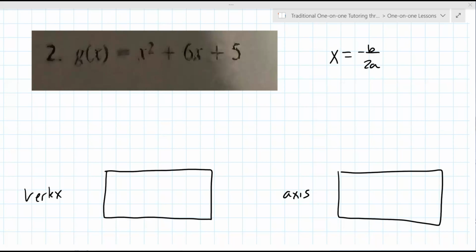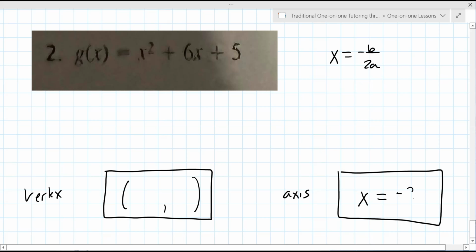Okay, so those sound correct. Here's what I was looking for. I'm looking for an ordered pair for the vertex and an equation for the axis of symmetry. So if you got negative 3, and then what did you say for the vertex? Negative 3 and 4. Yes, that looks right. Then you're correct. Very good.